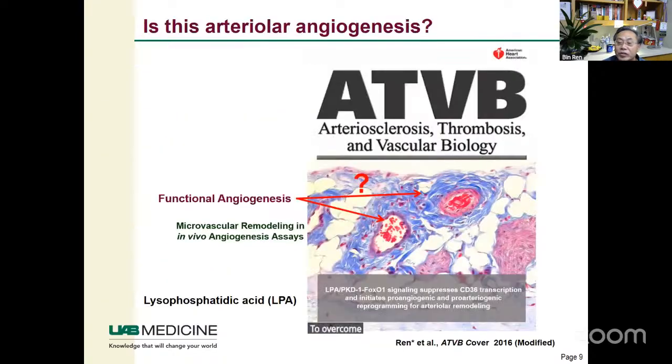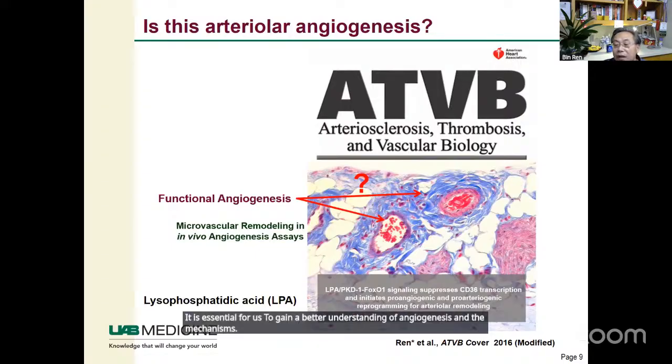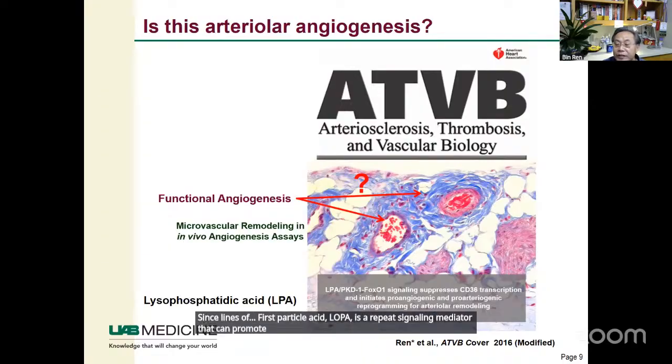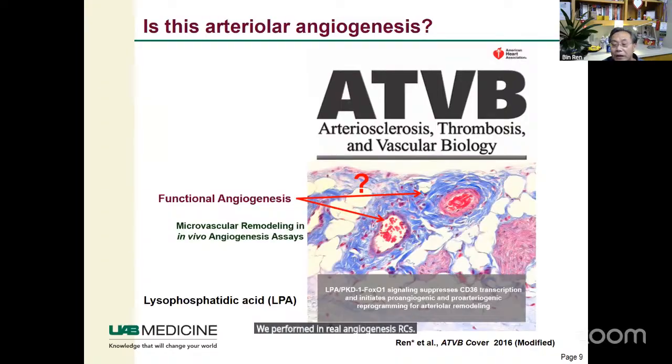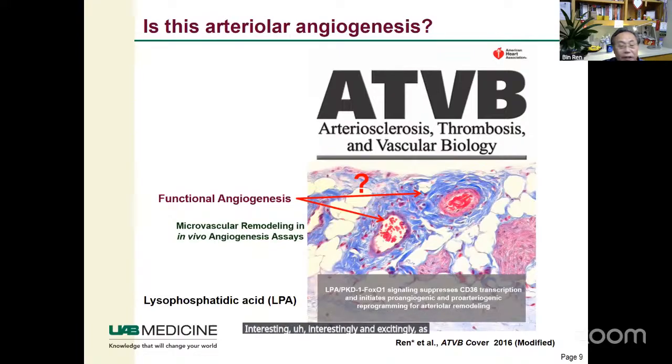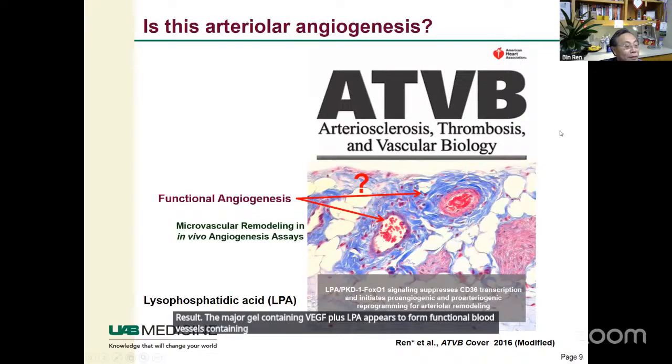To overcome the limitations of anti-angiogenic strategies in cancer treatment, it is essential for us to gain a better understanding of angiogenesis and its mechanisms. Since lysophosphatidic acid, LPA, is a lipid signaling mediator that can promote angiogenesis, and LPA is also an activator of protein kinase PKD1 that regulates angiogenesis, we performed in vivo Matrigel angiogenesis assays by implanting Matrigel containing VEGF and LPA into mice subcutaneously. Interestingly and excitingly, as you can see from this result, the Matrigel containing VEGF plus LPA appears to form functional blood vessels containing blood cells.